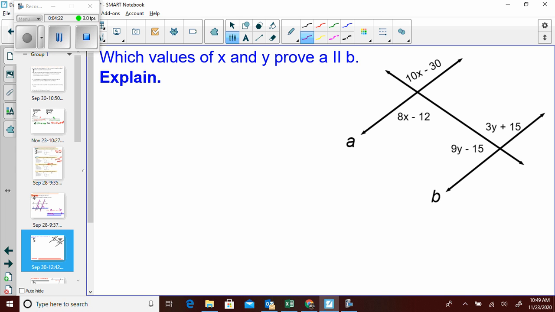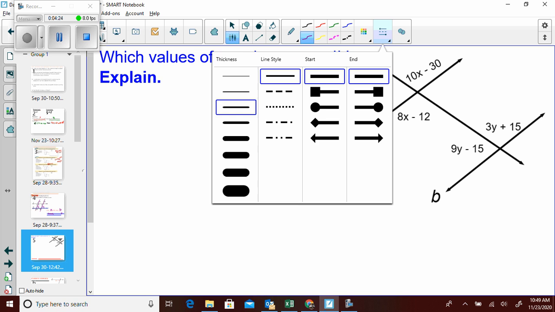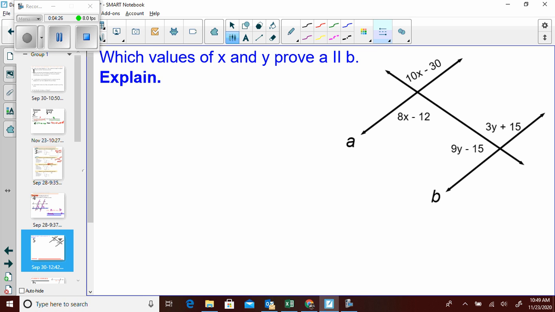All right. So we have to here set up using our rules to show they're parallel. So we can't use vertical angles, right? We can't use linear pairs or supplementary. That is true, but it's not going to prove anything. It's not going to prove parallel lines. It's going to find x and y. So let's look at what I have here. I can do alternate interior. I can do corresponding. I can do same side interior, right?